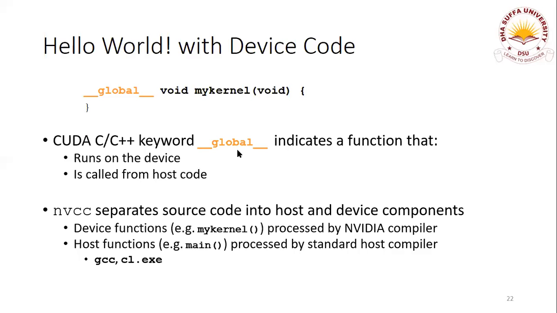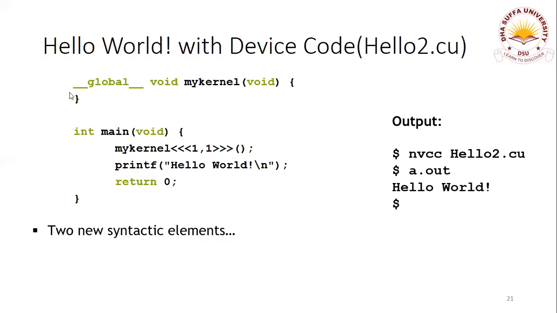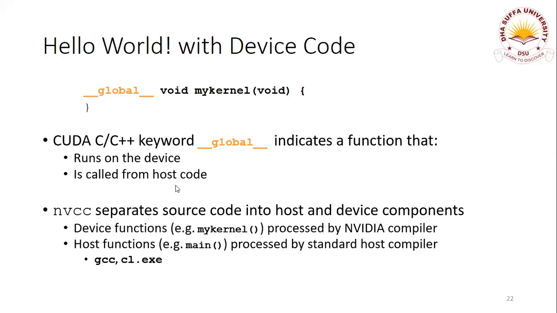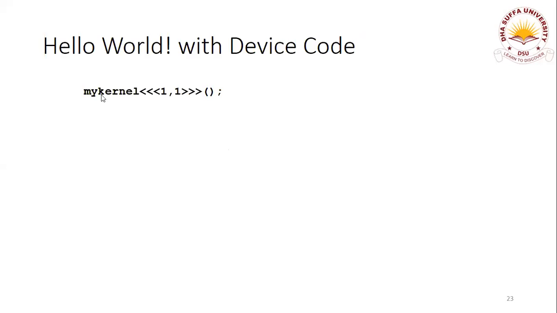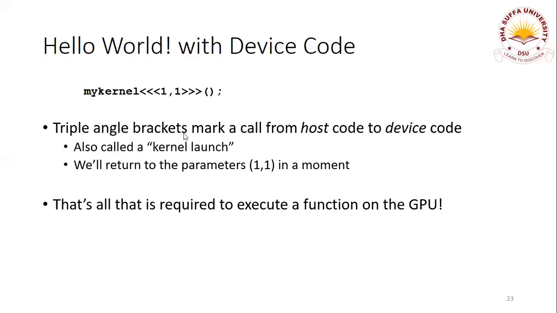So this was one global specifier. What happened was that NVCC separates the source code into host and device components. You can see it here. This is the host component and this is the device component, this function. Then the device function is processed by the NVIDIA compiler, and the host function is processed by the standard host compiler, that is your G++ and whatever, right? The next thing is my kernel and this execution configuration. Triple angle brackets mark a call from host code to device code.